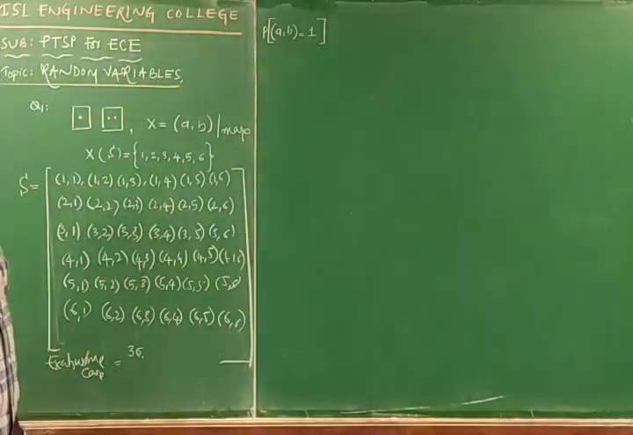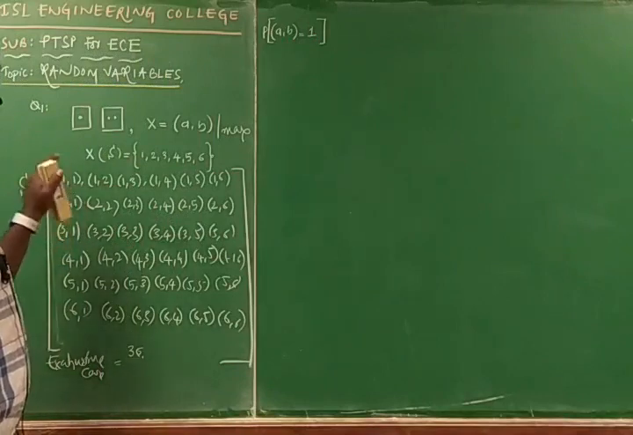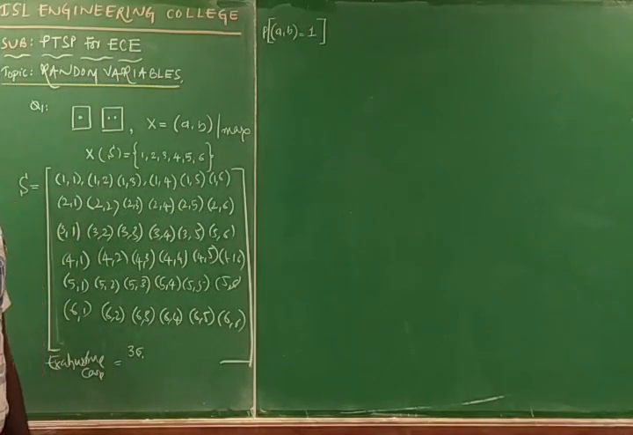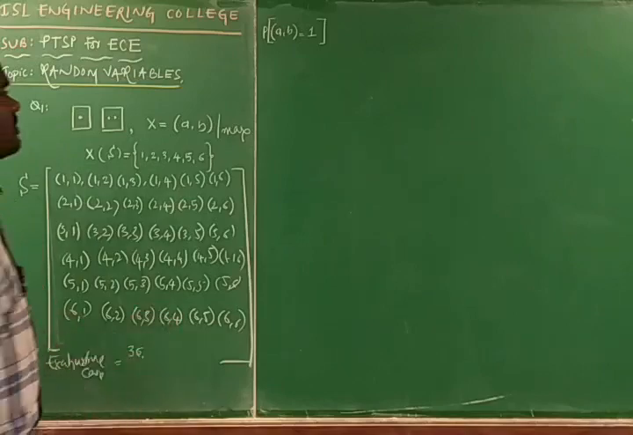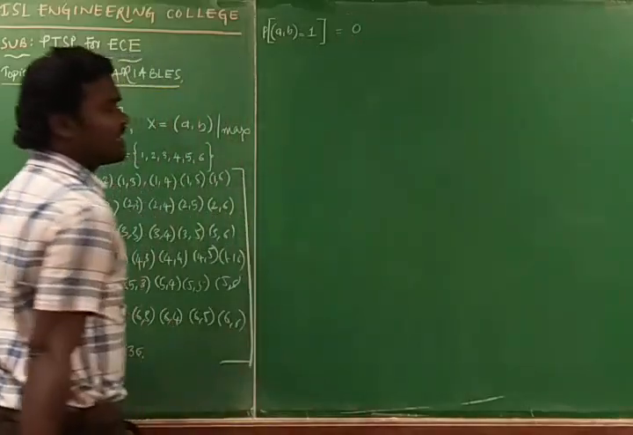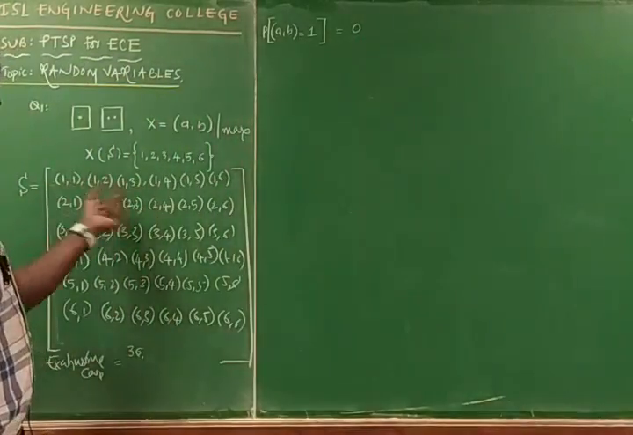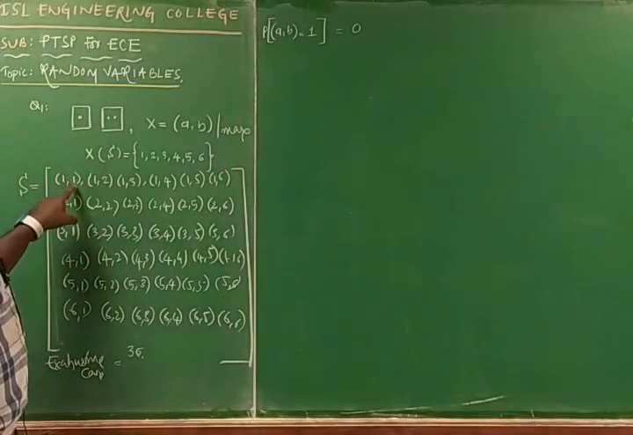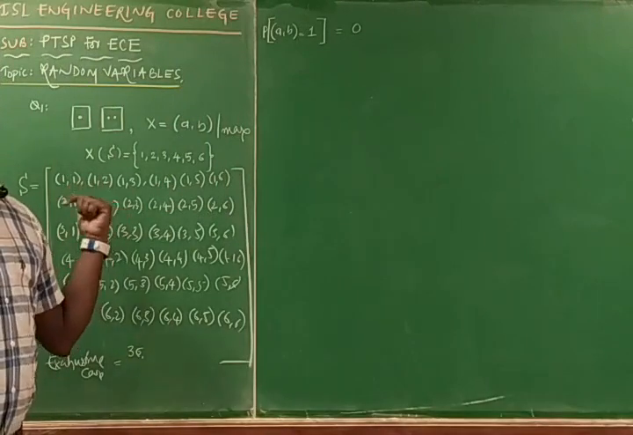Identify an interval which is giving the sum of 1. There is none. No pair is giving the sum of 1. 1 plus 1 is 2. The sum starts from 2 onwards.